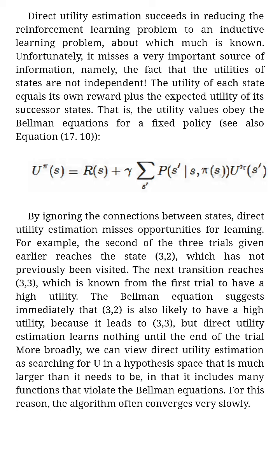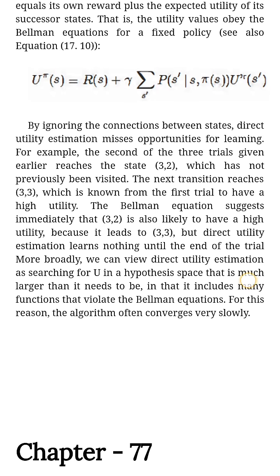More broadly, we can view direct utility estimation as searching for U in a hypothesis space that is much larger than it needs to be, in that it includes many functions that violate the Bellman equations. For this reason, the algorithm often converges very slowly.